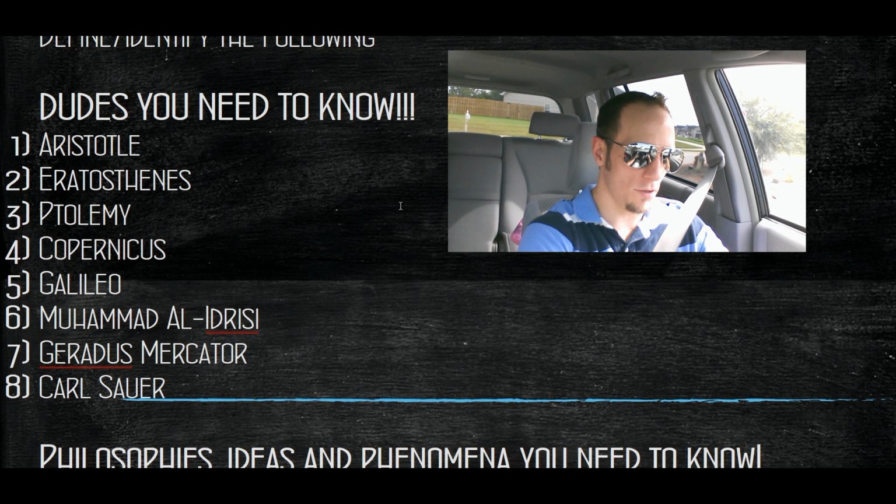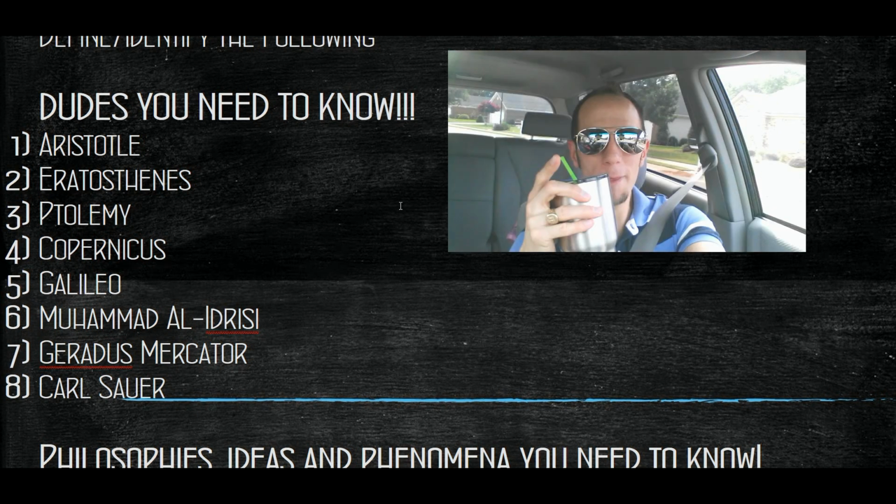Eratosthenes was also a Greek dude who lived during the Hellenistic time period. He was an individual that proved the circumference of the Earth. He was able to calculate it with striking accuracy. I'm not a mathematician.